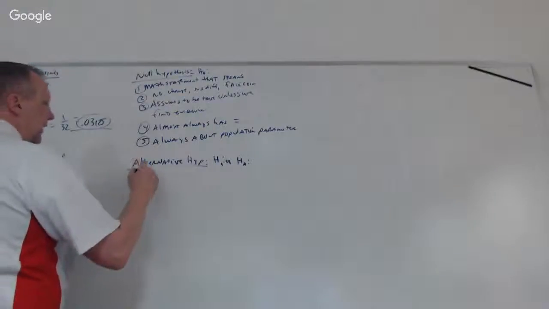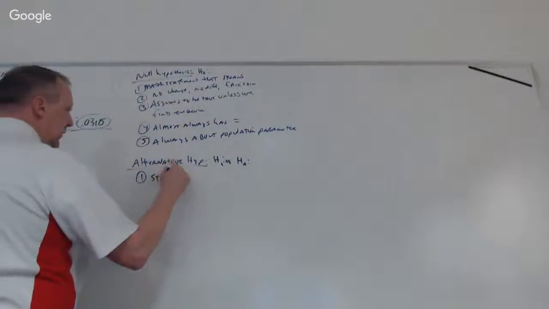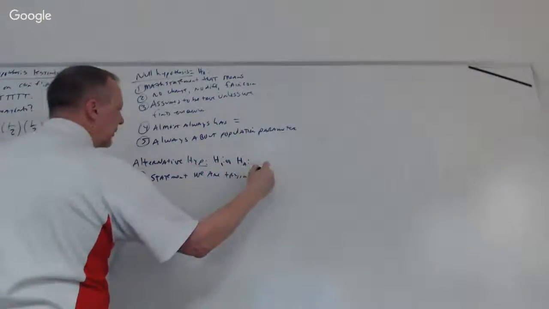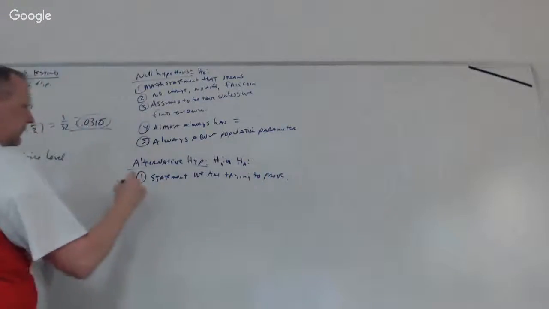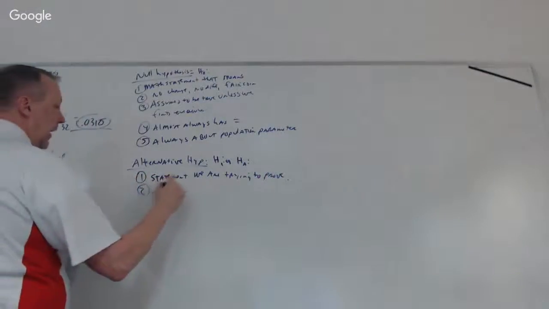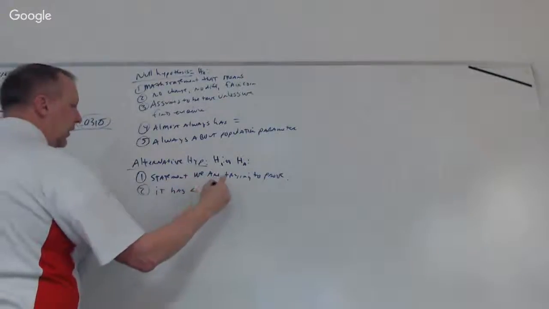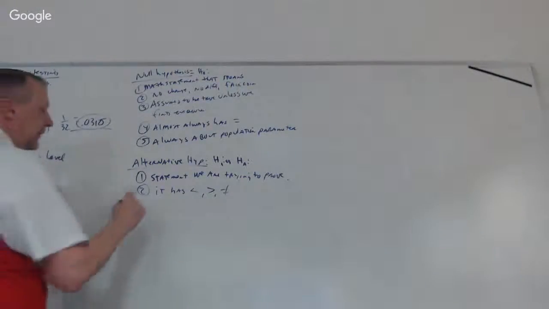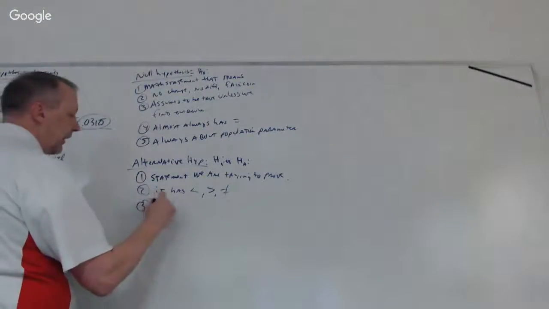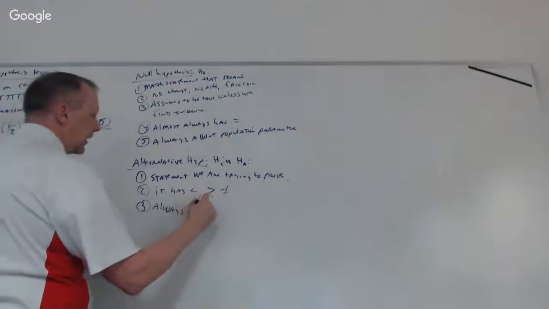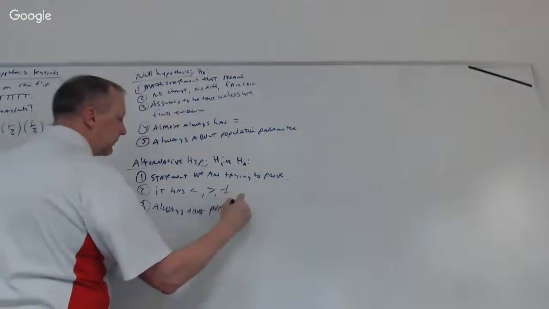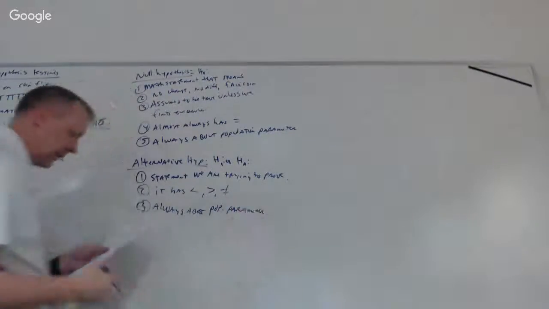And this is a statement we are trying to prove, okay? It has a less than, a greater than, or a not equal to. We'll talk about that in just a minute, okay? And also, it's always about the population parameter, okay?